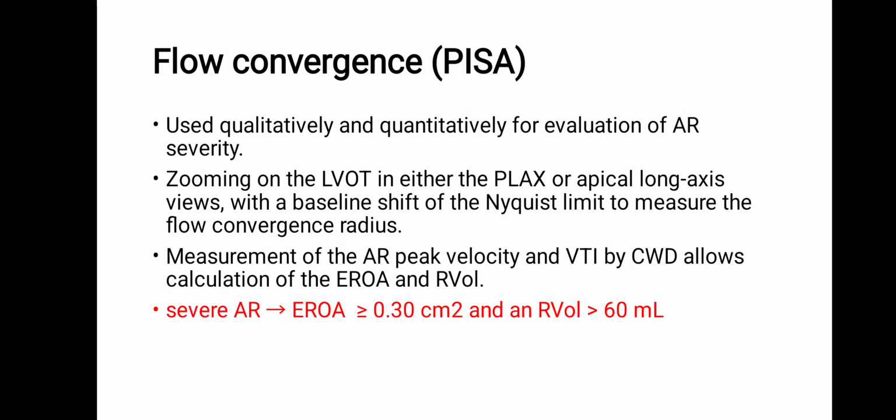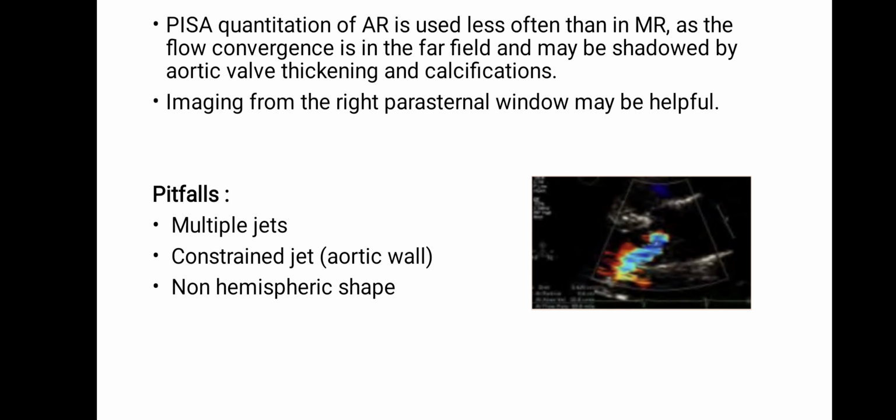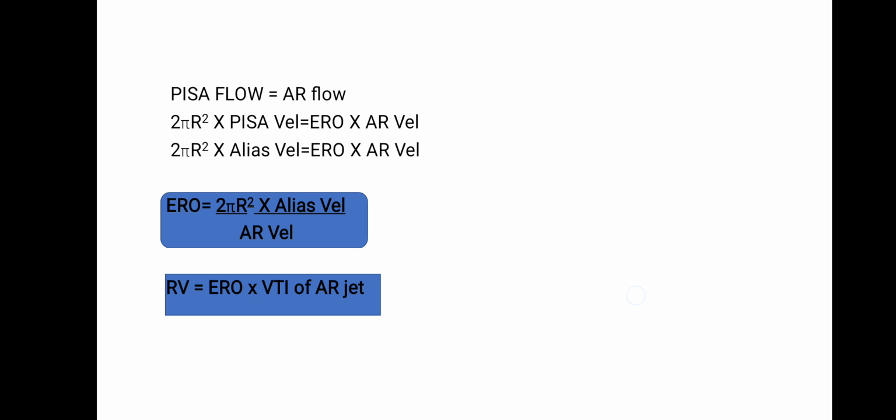PISA quantitation of AR is used less often than in MR, as the flow convergence is in the far field and may be shadowed by aortic valve thickening and calcifications. Imaging from the right parasternal window may be helpful. Pitfalls: multiple jets, constrained jet, aortic wall, non-hemispheric shape.